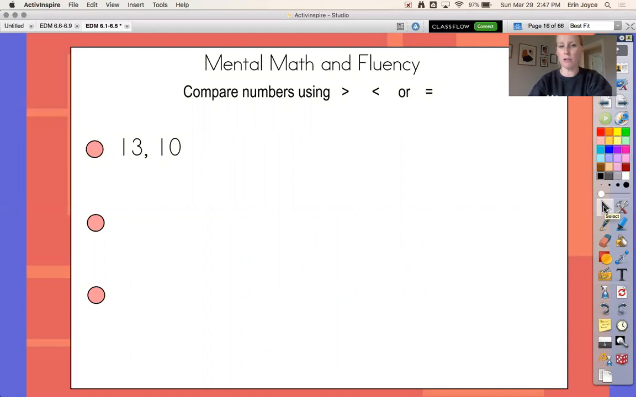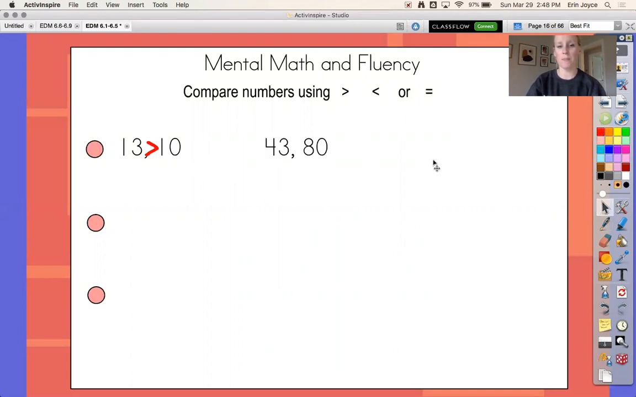Which number is larger, 13 or 10? Well, I'm hoping you solved that pretty quickly. We should feel comfortable with this to know that yes, 13 is greater than 10, or we would say that 10 is less than 13.